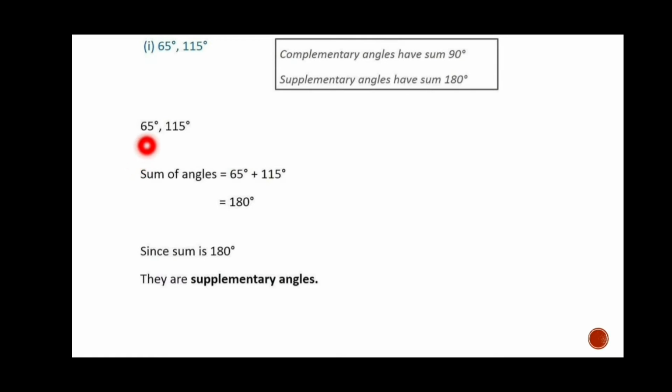So we have given 65 degree and 115 degree. So we will find the sum, 65 plus 115. So we will get the sum 180 degree. So now the angles are supplementary angles. This is a very easy, very simple question.